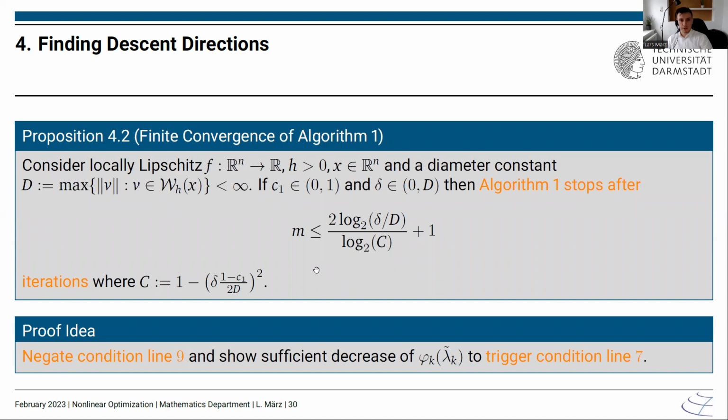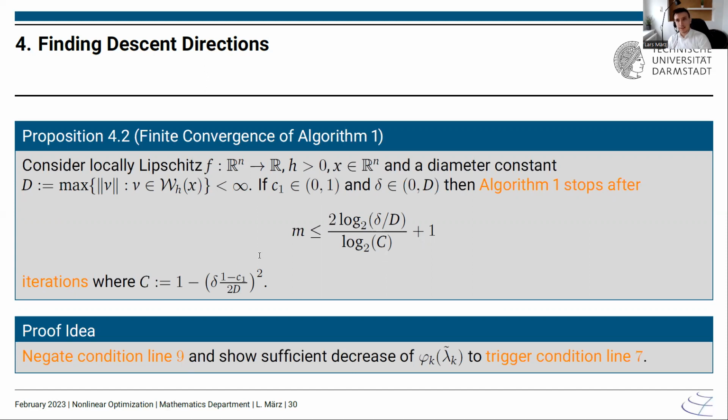So how do we know that this algorithm stops? That's exactly the statement of this proposition. So if the set WH is bounded by some finite d, and delta is between 0 and d, and C1 again is between 0 and 1, then algorithm 1 stops after a finite number of iterations, which can be bounded by this term with this constant in it.